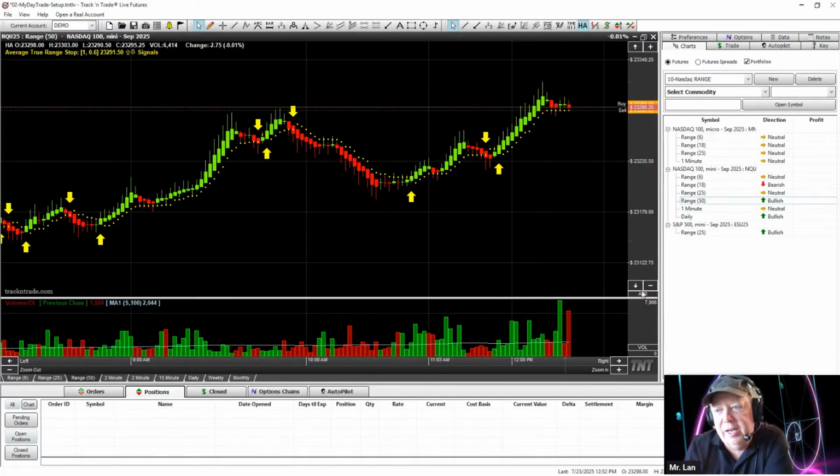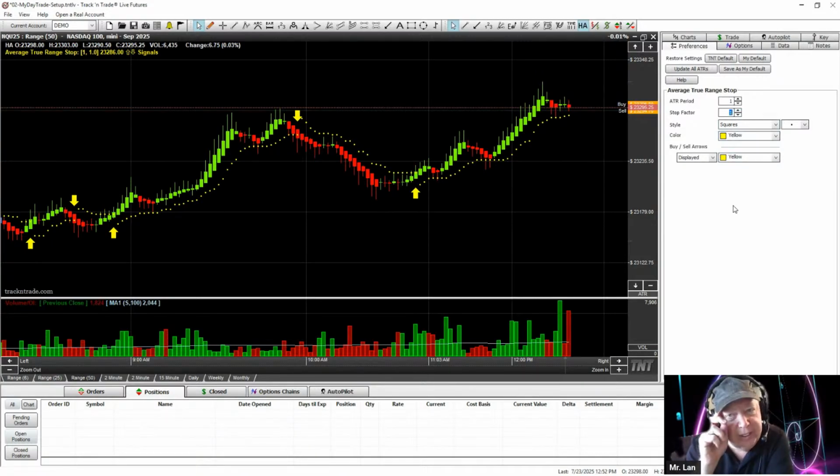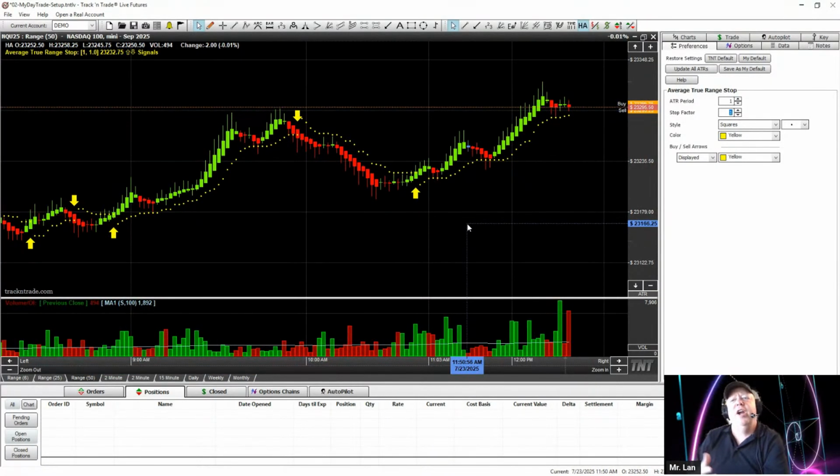And Paul, he likes to use ATR and he likes to use 1 and 1. And I always say that 1 and 1 is a great starting point. That's where we like to start. But we can shrink it down if we want to be a little bit more aggressive. You'll notice it gets a lot fewer arrows. But in this case, this could be one of those situations where you're like, just trade the arrows, Lance. Just trade the arrows. Okay, well, we can do that. And good strategy.